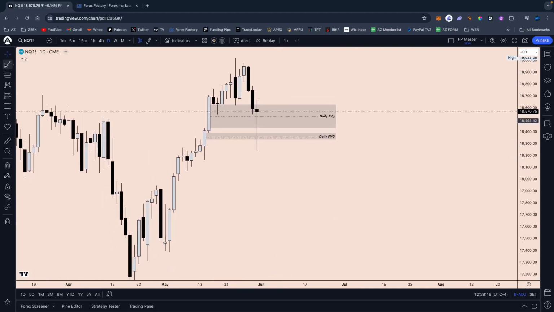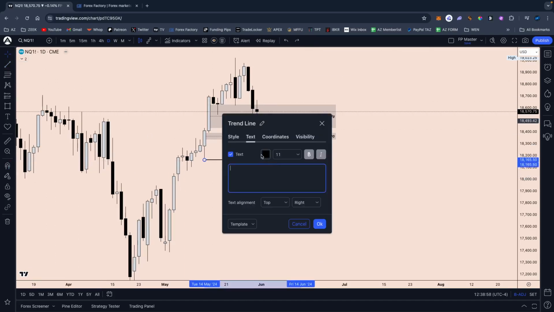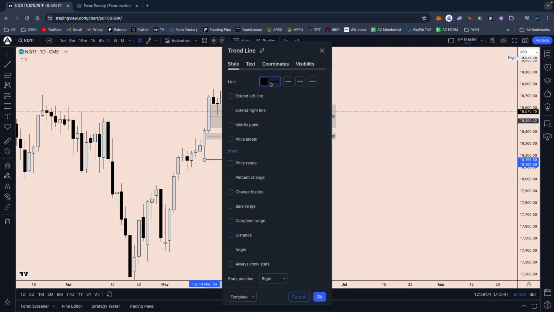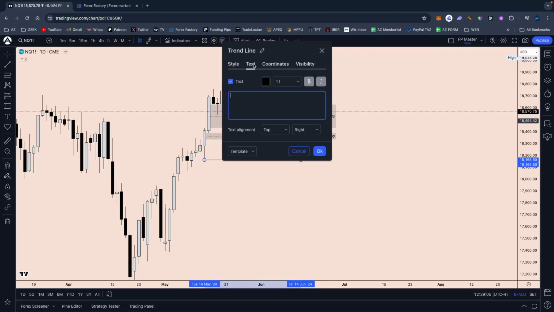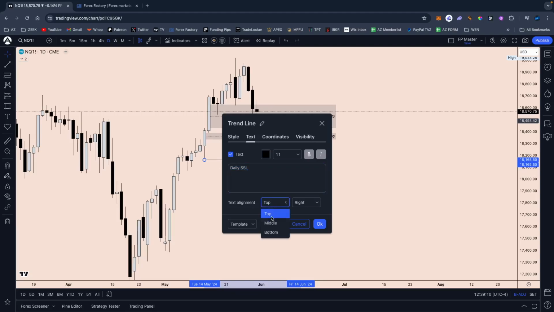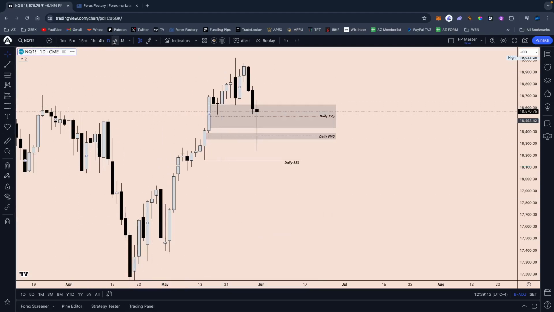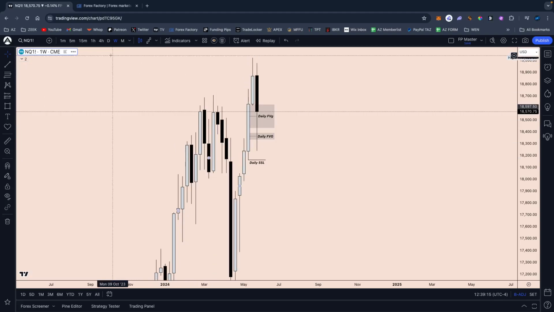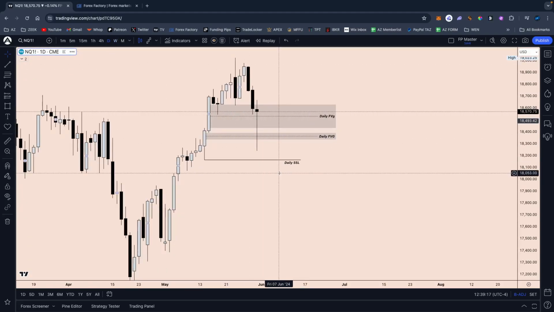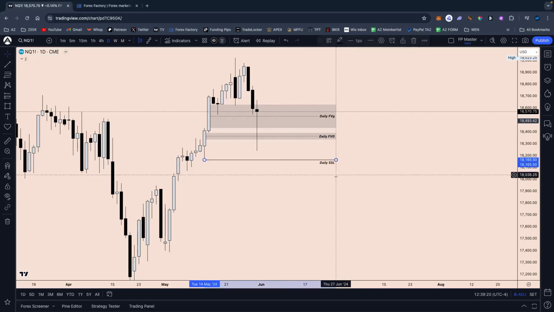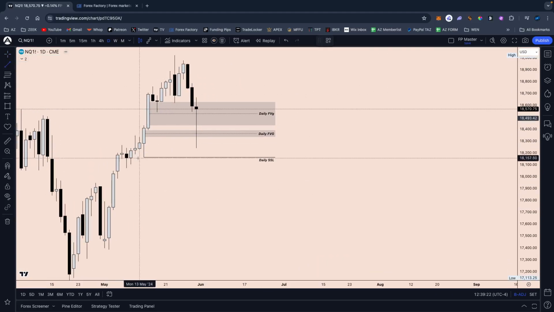Daily fair value gap, we filled all that out. In terms of sell side liquidity, if we would be looking for anything, those would, no, let me actually do this one first. Make it one thick. Let's also see if that coincides with weekly sell side, like only with the fair value gap. Okay. Daily sell side.